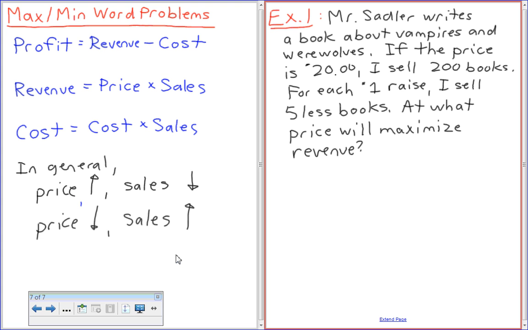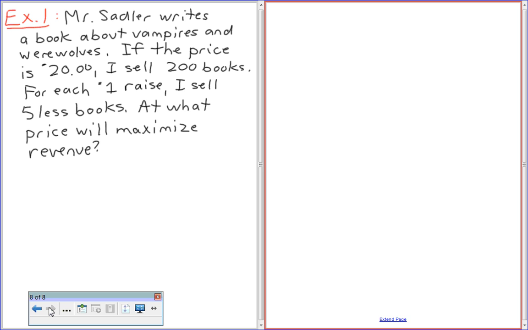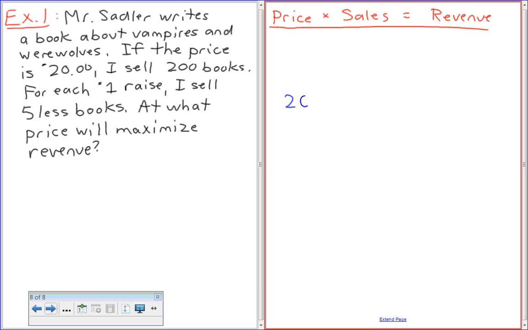Okay, so for this, I'm going to make a quick little chart here for you, for the first time through. My starting price is going to be $20, and my starting sales is 200. Okay, we're good on that? Yes. Starting price is 20, the starting sales is 200. That's what, 4,000? All right.